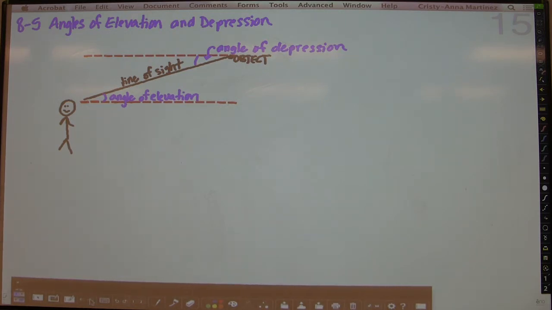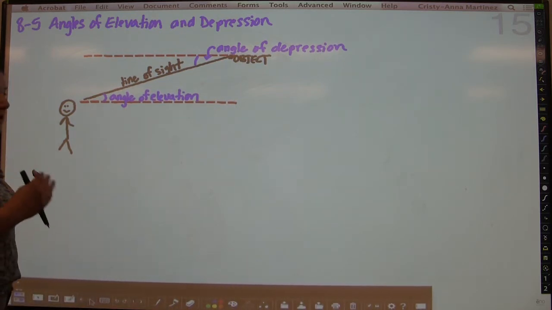So before we can get started, I want to make sure that you understand what an angle of elevation and an angle of depression is. All right, so technically an angle of elevation is the angle that is formed by a horizontal line and an observer's line of sight to an object above the horizontal line, which sounds really complicated. And then to go further, the angle of depression is the angle formed by a horizontal line and an observer's line of sight to an object below the horizontal line. So it just sounds very confusing.